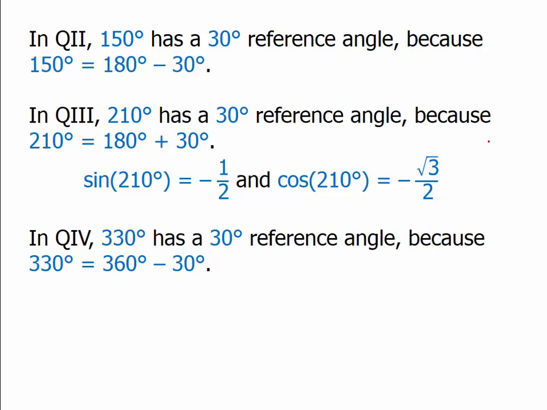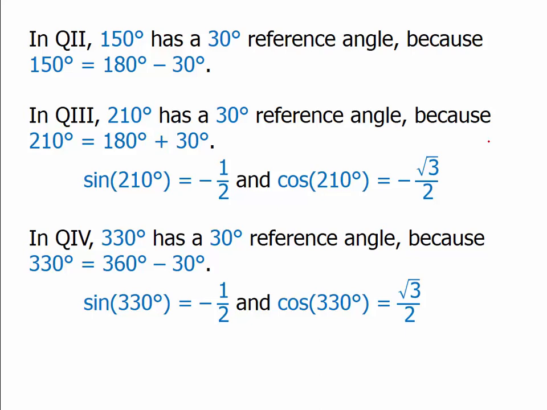In Q4, we know that x is positive and y is negative. So sine is negative and cosine is positive. And so those same values with the negative sine, sine of 330 degrees is negative 1/2, cosine of 330 degrees is positive root 3 over 2.